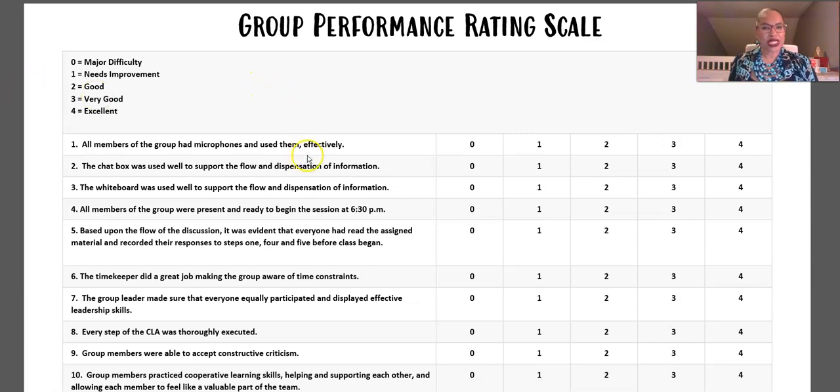Okay, so it goes like this. Are you ready? Okay, here we go. The reflector is going to say, all members of the group had microphones and used them effectively. And then the group members are just going to quickly respond, 1, 2, whatever they think. The reflector is going to say, okay, take an average of those responses, and they're going to code that here. So let's say if it was 5 people in the group, the average response equals 3. So that person will code that in. So the group members can't see all of that. And that's why I don't like for it to be up on the screen.